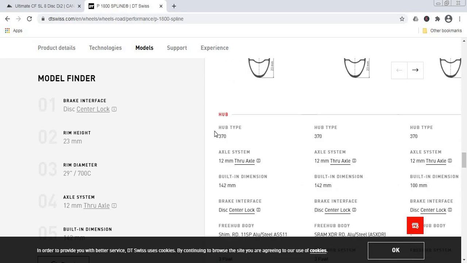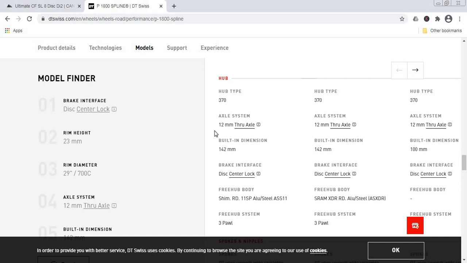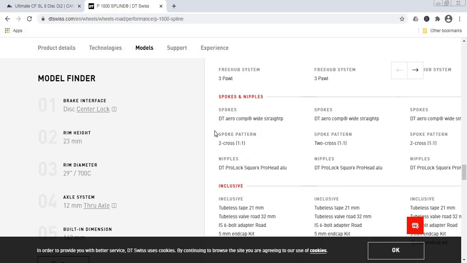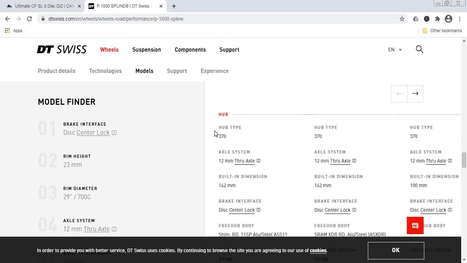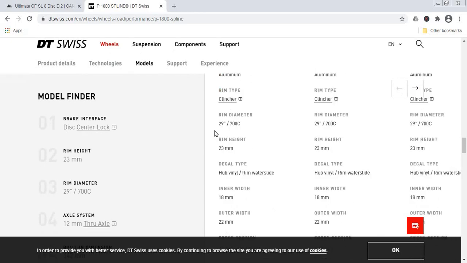It's a very simple aluminium wheelset. Hubs are, again, superb choice. DT Swiss 370 hubs, no cutting corners here, 12mm thru axles both front and the back, and this is a 3-pole freehub system from DT Swiss. Should be superb. Also, the spokes are DT Swiss Aero spokes, and the nipples also DT Swiss Pro Lock nipples. All in all, superb aluminium wheelset.